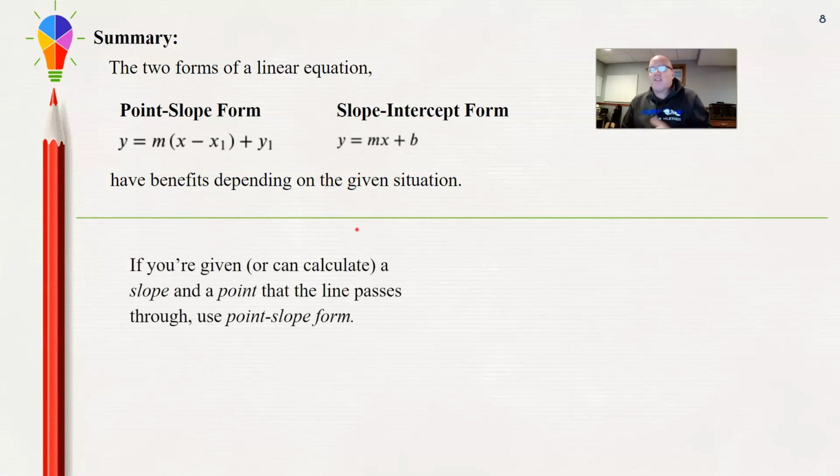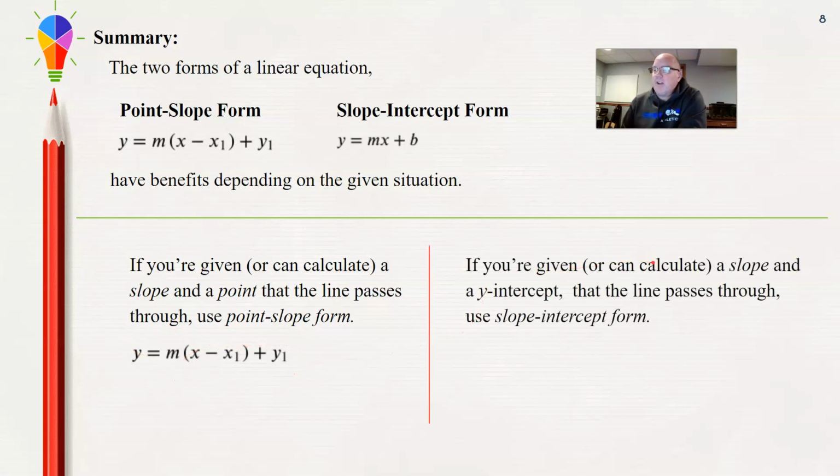So you're going to have to make a decision as to which one you want to use and why you want to use it. So if you're given a slope, or you can calculate a slope, and you're also given a point that the line passes through, then it makes sense to use point slope form. And the point slope form is this right here. On the other hand, if you're given, or you can calculate a slope, and they also give you a y-intercept, then you probably want to use slope-intercept form, which is y equals mx plus b. And that's how these two equations work.